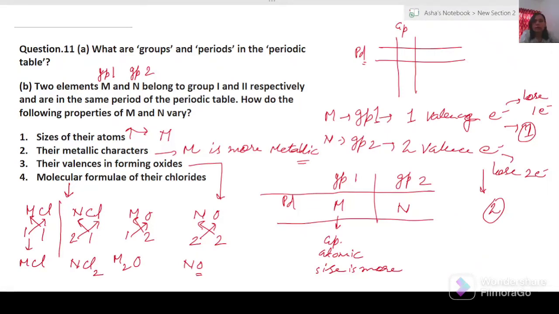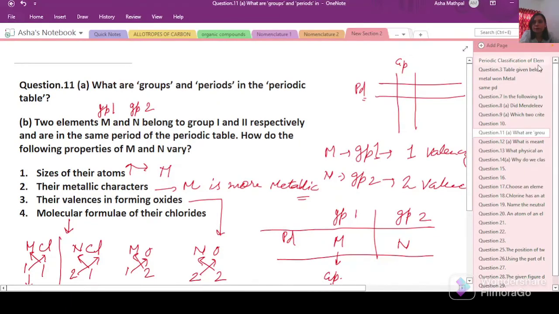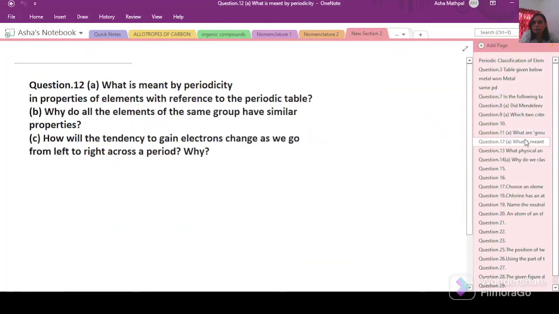Now let us go to the next question. What is meant by periodicity in properties of elements with reference to the periodic table? When we see the same kind of properties getting repeated, or when you see a pattern, that is called periodicity basically.